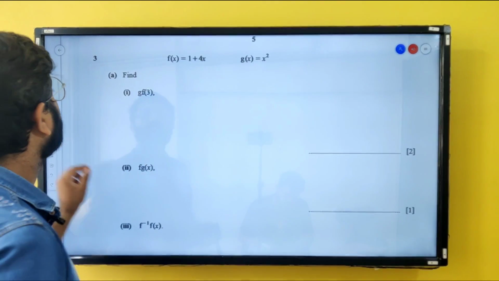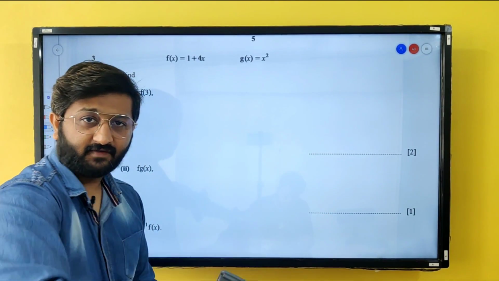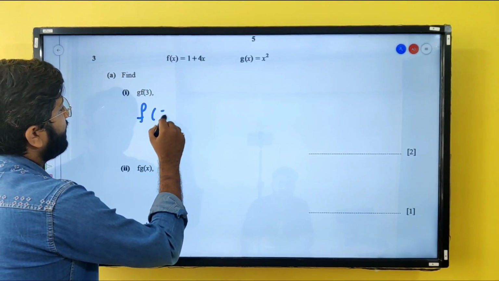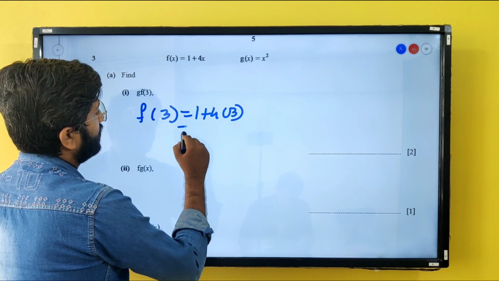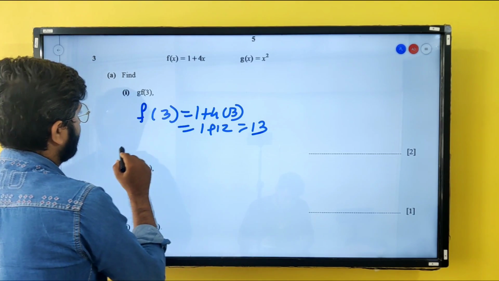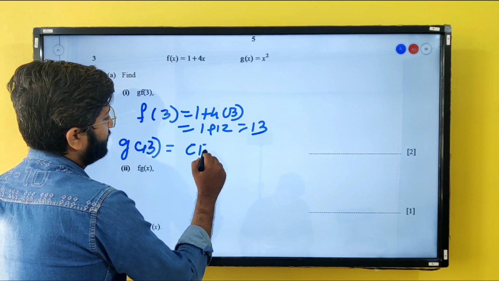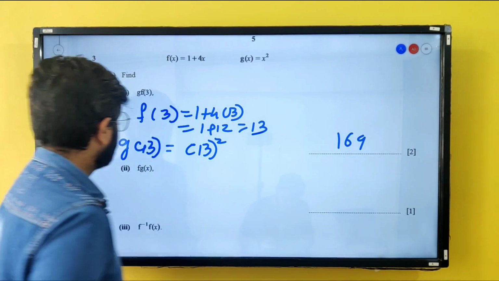Next question. Find g of f of 3. So for that, first let us find f of 3. F of 3 is 1 plus 4 times 3, which is 1 plus 12, 13. Now let us find g of 13. So we have 13 squared, which is 169.